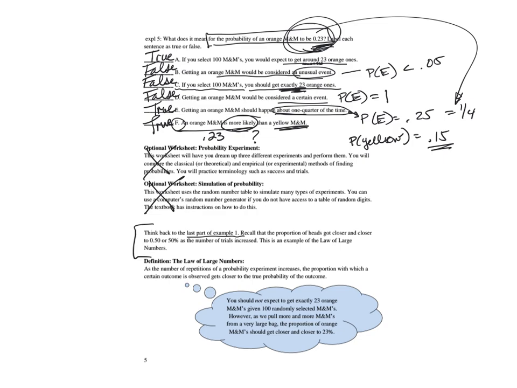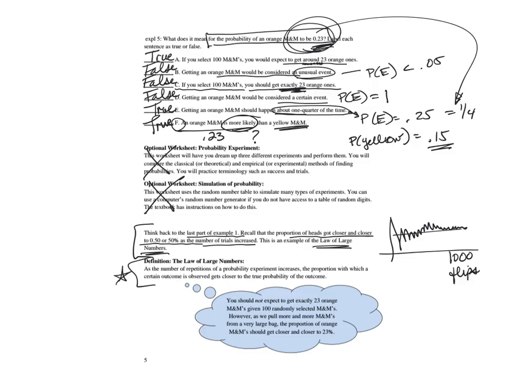That was where we had that applet and we tried to draw out the graph of it as it went out further, for like 1,000 flips of the coin. Recall that the proportion of heads got closer and closer to 50% as the number of trials increased. This is an example of the law of large numbers. The definition of the law of large numbers is that as the number of repetitions of a probability experiment increases, the proportion with which a certain outcome is observed gets closer to the true probability.